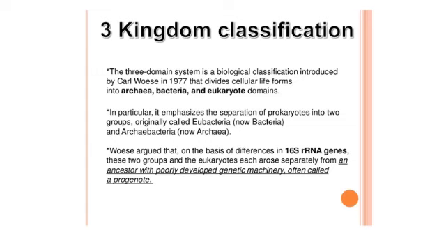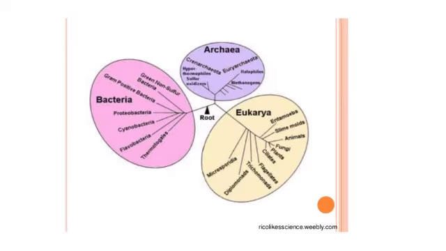The bacteria is also known as Eubacteria, and the Archaea is also known as Archaebacteria. This classification is mainly based on the 16S rRNA gene difference. He classified the whole cellular life forms into 3: kingdom Archaea, kingdom Eubacteria, and kingdom Eukaryote. This is the 3 kingdom classification.